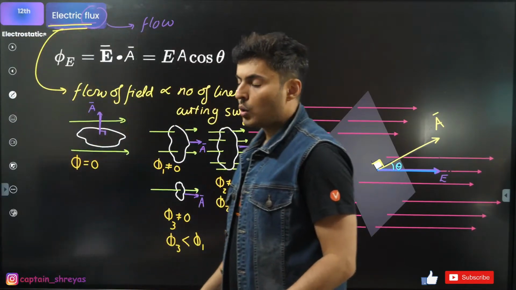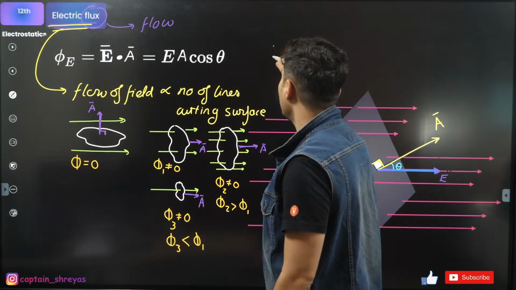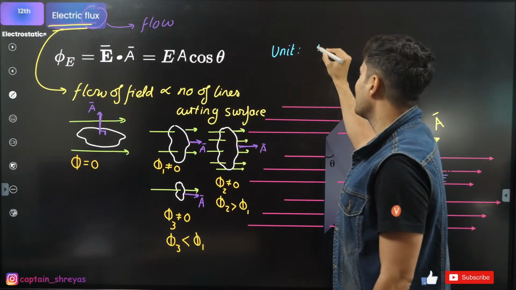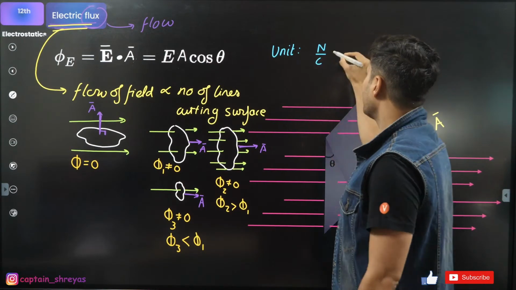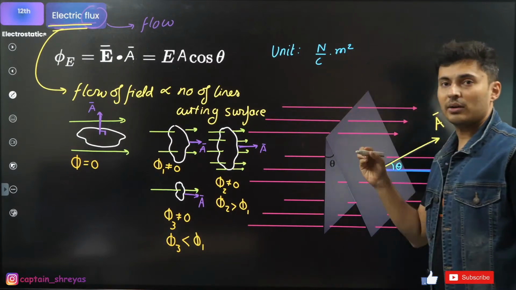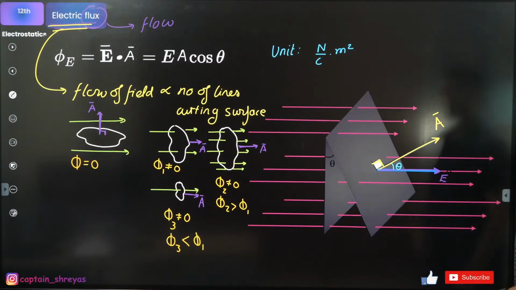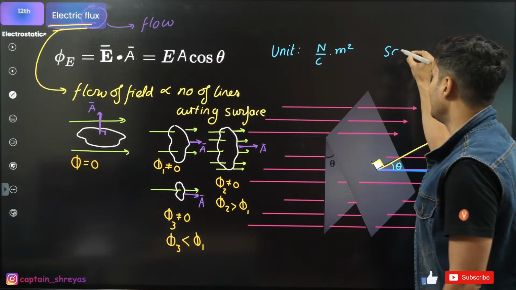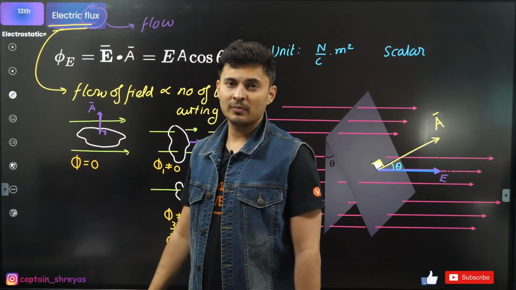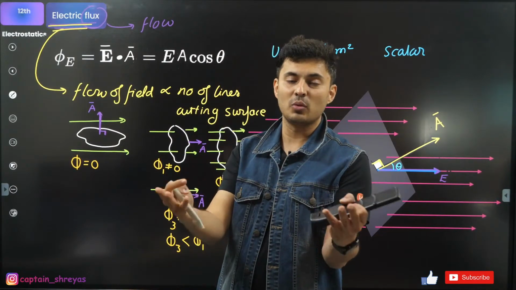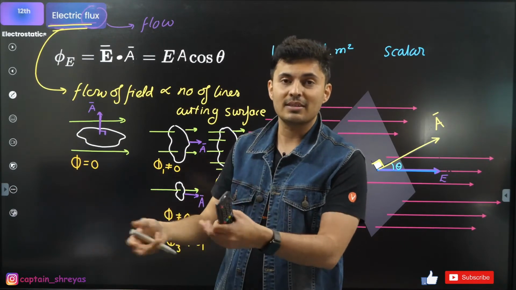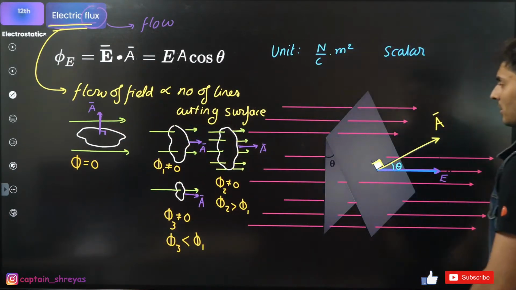Everyone? Cool? So if I ask you what is the unit of electric flux, what will the answer be? Field is nothing but Newton per Coulomb. Area is nothing but meter square. So the unit of flux will be Newton meter square per Coulomb. That's the unit of flux. Also keep this in mind, it is a scalar quantity because it's a result of a dot product. When you take the dot product of two vectors, the answer is always a scalar, like work. Force dot displacement, it's a scalar. So it's always going to be a scalar number.